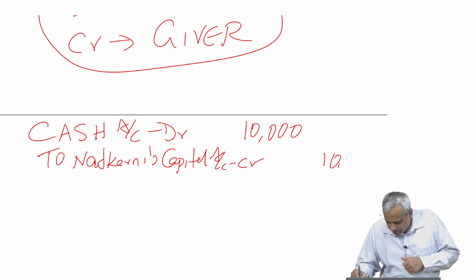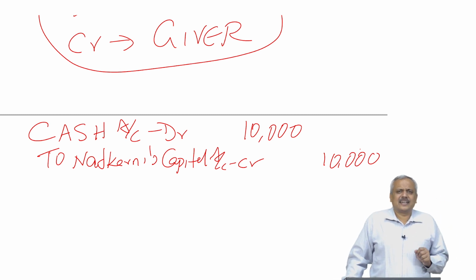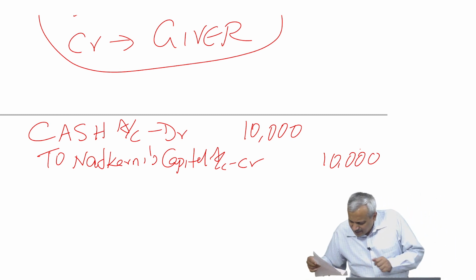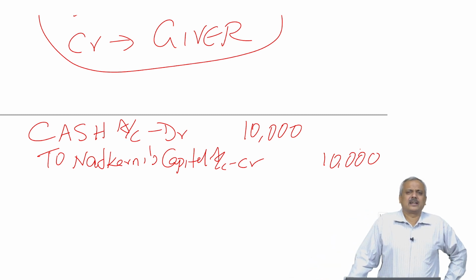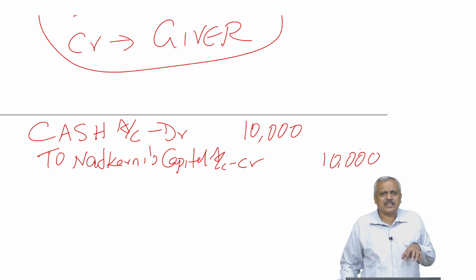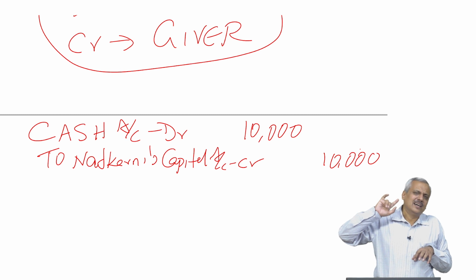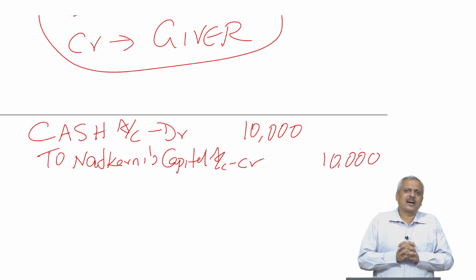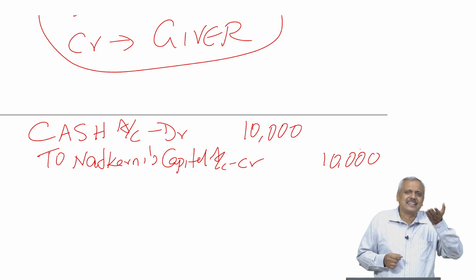Credited 10,000 rupees. Again, take this transaction. Let me specify. It says that Nadkarni commenced business with a capital of 10,000. His company is incorporated. As far as the business is concerned, what has happened? Cash has come into the business. Go back to what we did in the initial class when we recorded the P&L and balance sheet. What happened? The moment cash comes into the business, the asset increases.